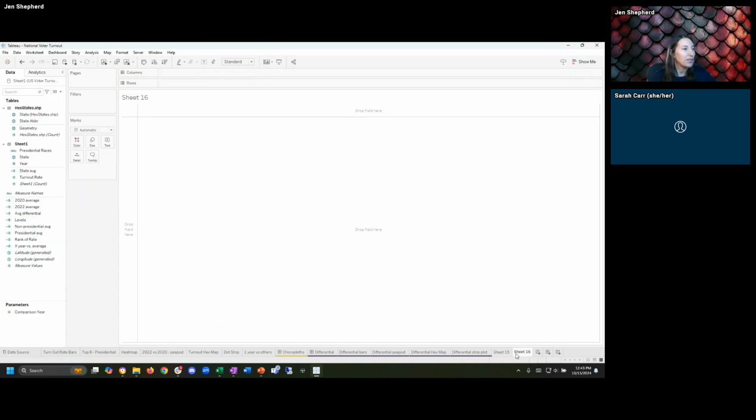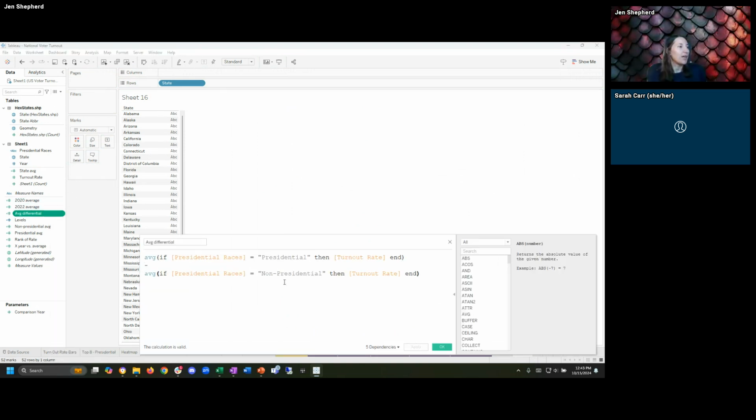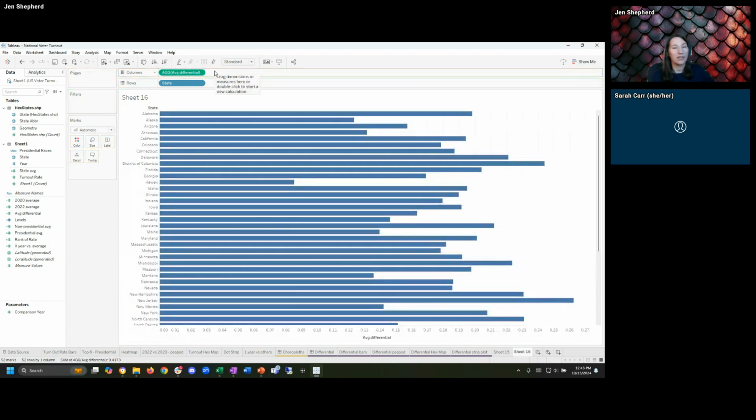And then the bar chart is also really simple. So I just have my state out here. And in here, instead of wanting to show the turnout rates, I wanted to show that differential. And so I made a calculation that is my differential. I said, if the presidential races field is presidential, give me the turnout rate and take the average of that. So now I'm taking all 5, I think it was 5 presidential years, taking that turnout rate and averaging them. Do the same thing for the non-presidential and subtract that from presidential because the voter turnout rate is higher in presidential, and I wanted to show the difference in that direction. So that's my calculation. So then when I bring that out onto columns, I get a bar chart.